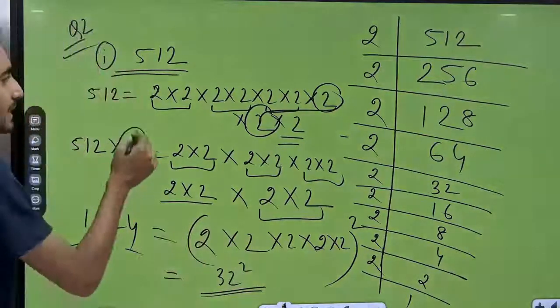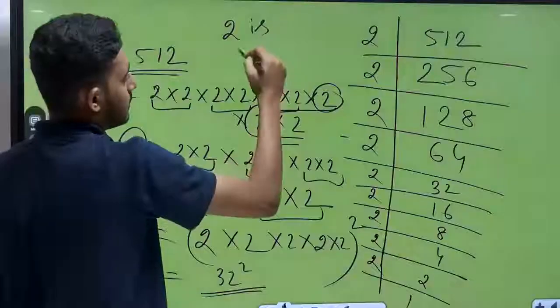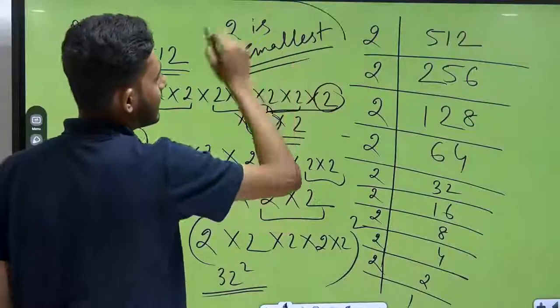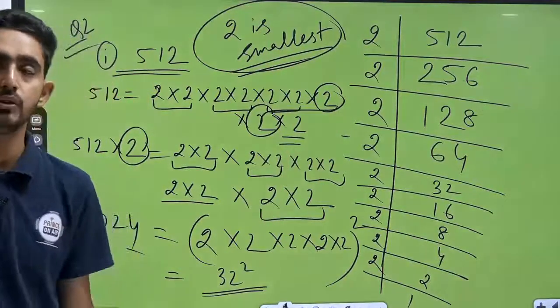What do you have to write as the answer? 2 is the smallest number. Okay, that is the complete answer. Understood? Very, very simple question.